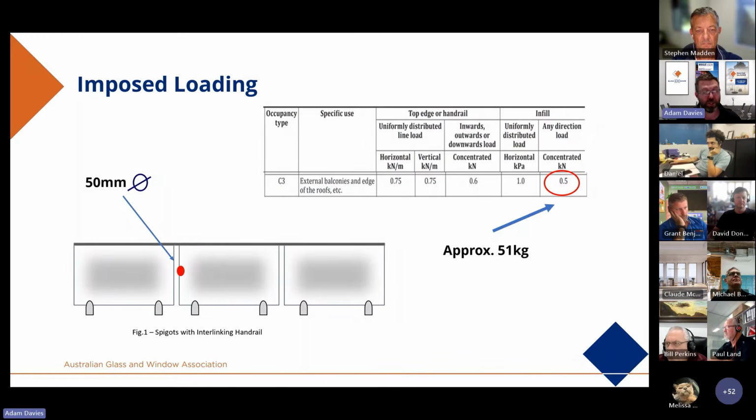In some cases, the concentrated top edge or handrail load and the any direction infill concentrated load can be in the same spot. So in some cases for structural barriers that do not have a handrail, these can be in the same spot. So that's covered the loading. We'll use that a little bit later as we discuss some of the compliance pathways.